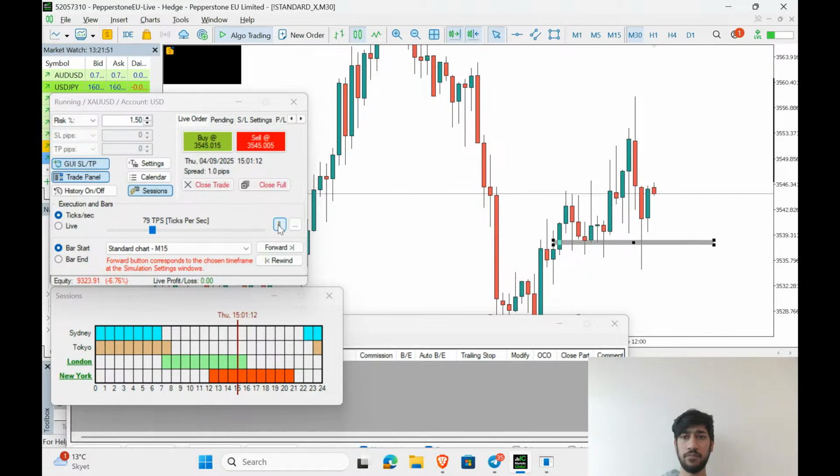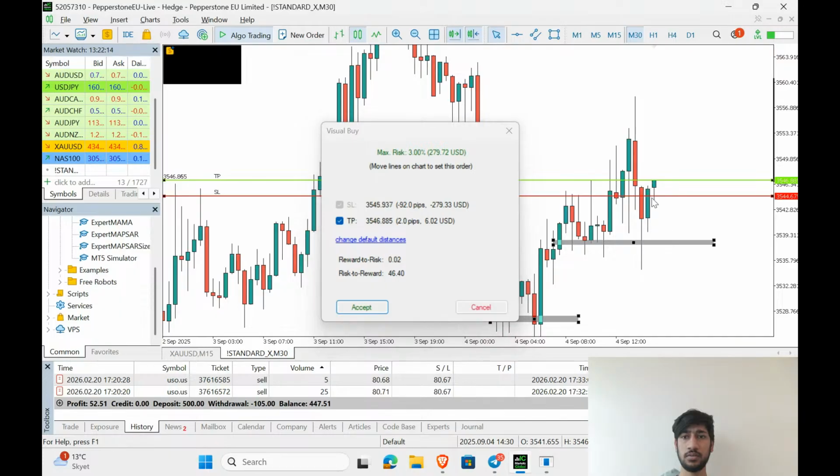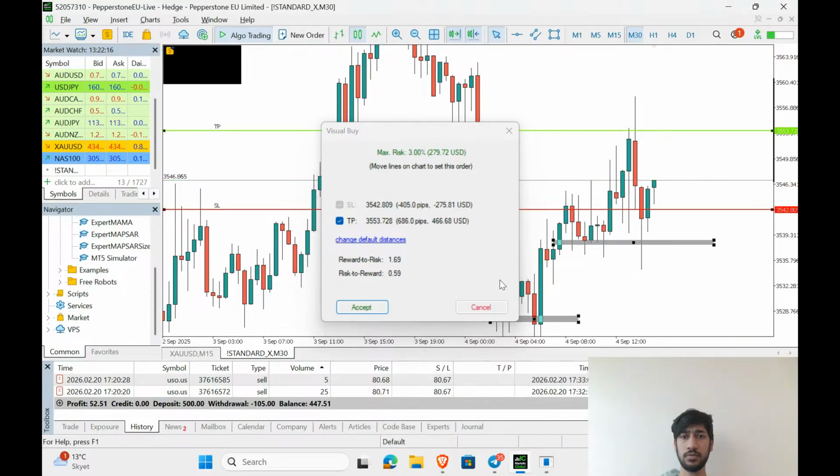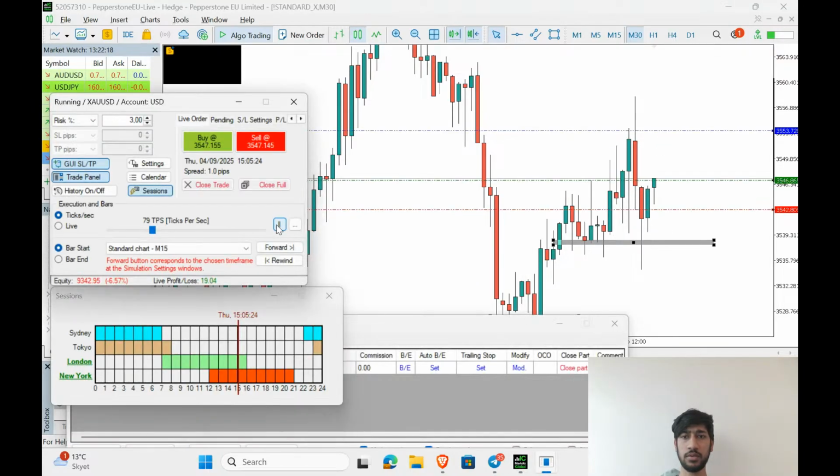yeah, just like that, wick down, break above your own high, buddy. Just like that. 3% regular risk. Buy, stop loss, take profit around here.